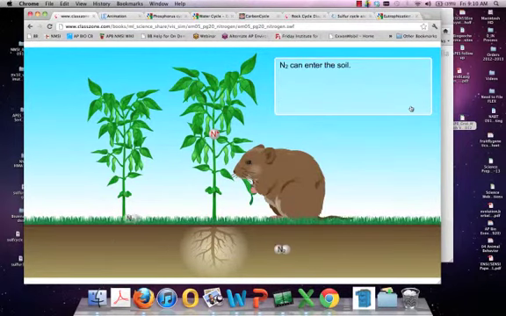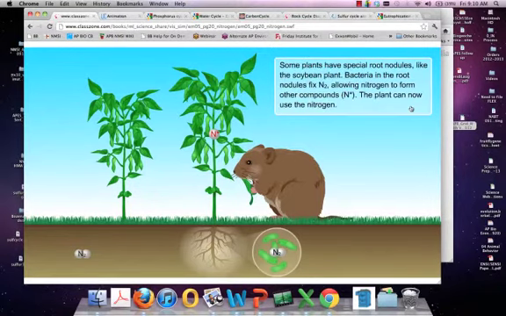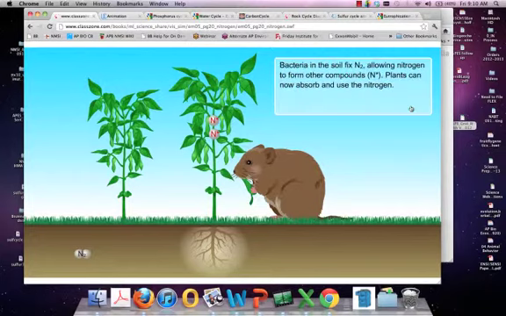The N2 can also enter the soil. The nitrogen gas can enter the soil, and you have these plants, and some of these plants have special root nodules, like the soybean plant. Bacteria in the root fixes the N2, or the nitrogen gas, allowing nitrogen to form other compounds. And now the plant can use this nitrogen. So this bacteria in the root nodules makes the nitrogen a usable form for the plant. Then the little organism can come and eat the plant, and it can get its matter from the plant.